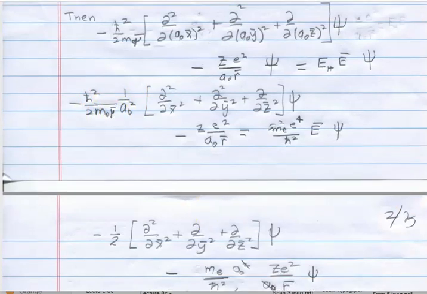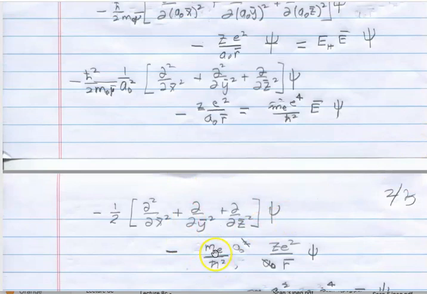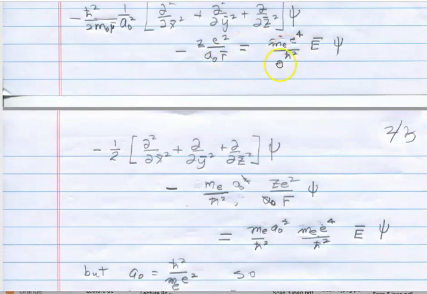And to do that, I had to multiply by m e a naught squared over h bar squared over the whole thing. So in particular, I have to multiply this term by it. And I also have to multiply this term here. There's the Hartree, m e e to the 4th over h bar squared. And I multiply through by m e a naught squared over h bar squared.